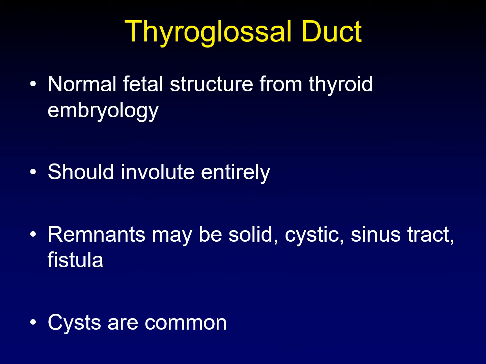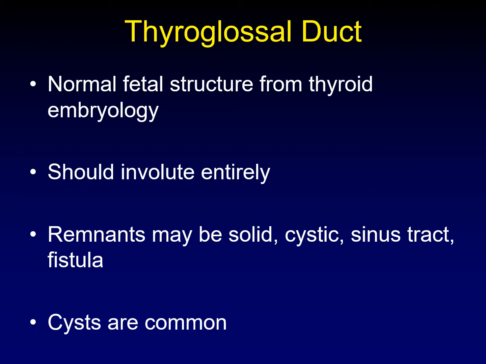The normal thyroglossal duct is a fetal structure that is involved with thyroid embryology. It is the leftover tract after the thyroid gland descends from the base of the tongue where it forms down to the base of the neck where it normally sits. The thyroglossal duct should completely involute, but sometimes it leaves a small tract behind and fails to completely involute.